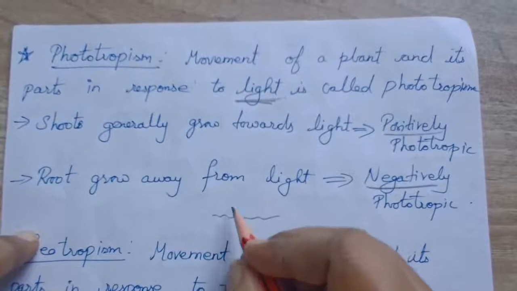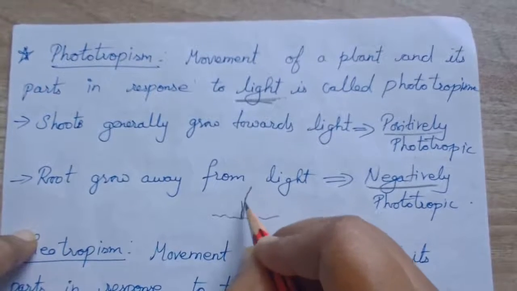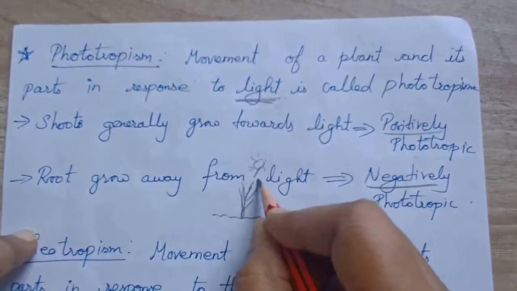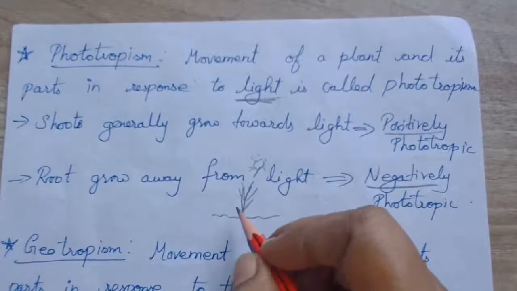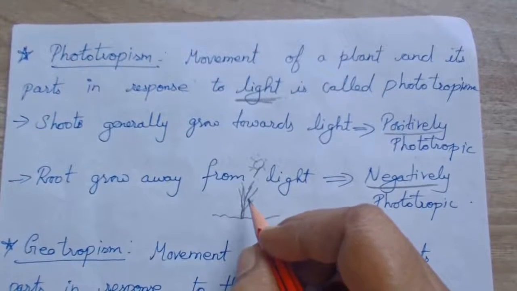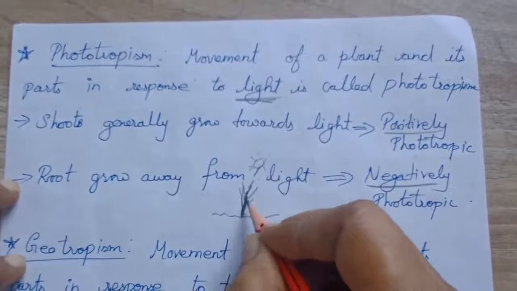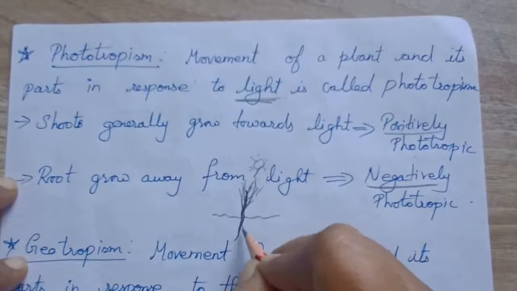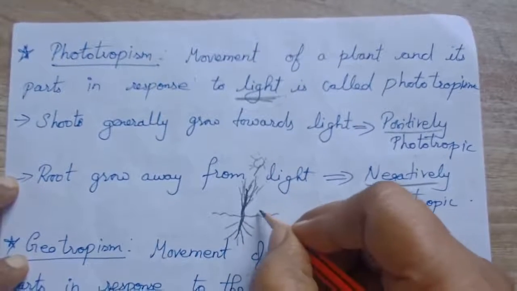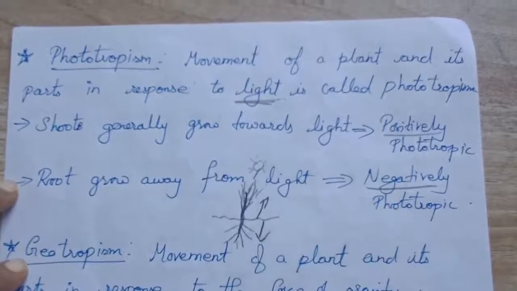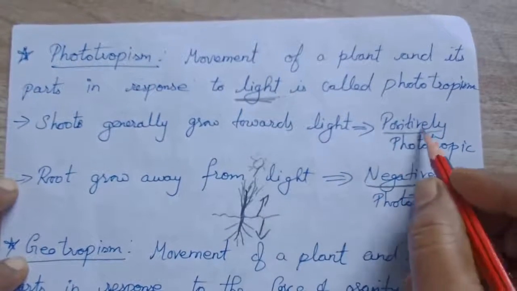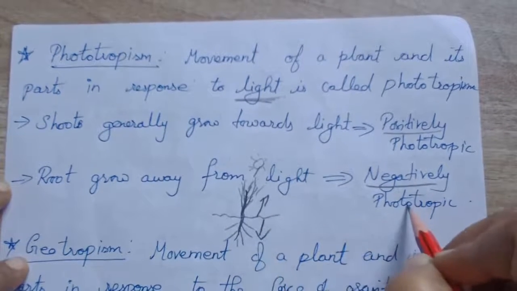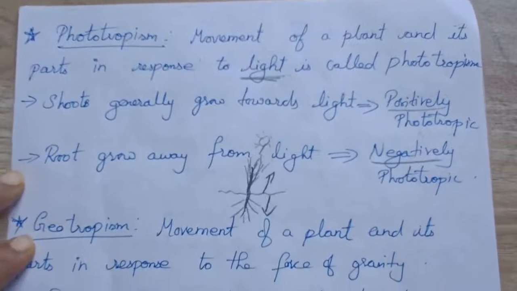So see, this is the ground. If this is the sunlight, the plant is moving towards the stimulus. We have just studied that tropic movement may be either towards the stimulus or away from it. So the shoot will grow towards the light, towards the stimulus, whereas the root will move in this direction, away from the stimulus. When it is towards the stimulus, it is called positively phototropic, and when it is away from the stimulus, it is called negatively phototropic.